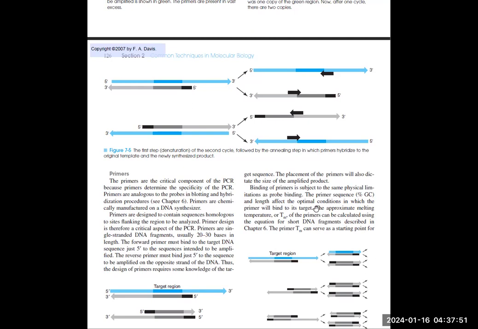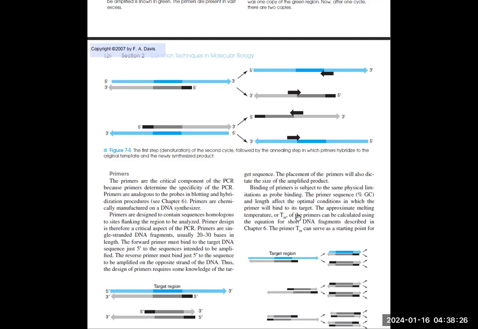So going back, the placement of the primers will also dictate the size of our amplified product, and binding of primers is subject to the same physical limitations as probes. So the primer sequence and length, this is what I have said. The sequences present in our primer and how long it is will affect the optimal conditions in which our primer will bind to its target. So again, what are the things that we need to consider?